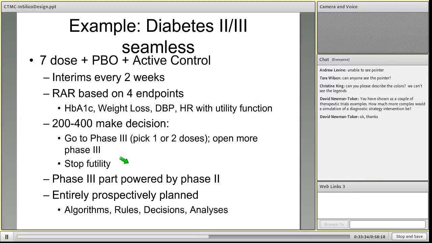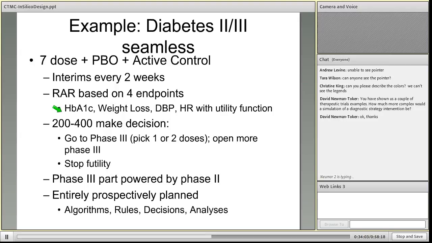Here's a quick example, and I'll show you this in part because this trial has been made public. We have another number of examples that are not public. This was a trial for a diabetes drug for Eli Lilly, a GLP-1 inhibitor for control of HbA1c, thought to be good in weight loss. The original design was going to do 3 doses and then run a phase 3 trial.